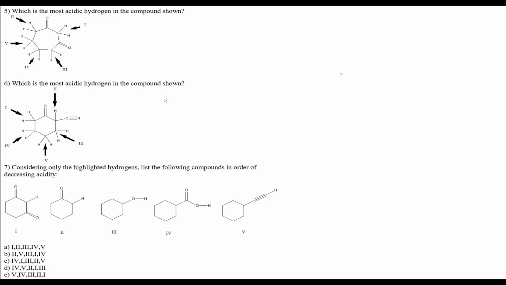Number 5, which is the most acidic hydrogen in the compound shown above, or below, whatever. So you're probably wondering, okay, well, I can make an enolate right here. Yeah, you could make an enolate. I can make an enolate right here too. Okay. But the best one that you can ever do is over here. Or you can do it over here. Okay? And so the best one would actually be 1. Okay? So the answer choice should be A.